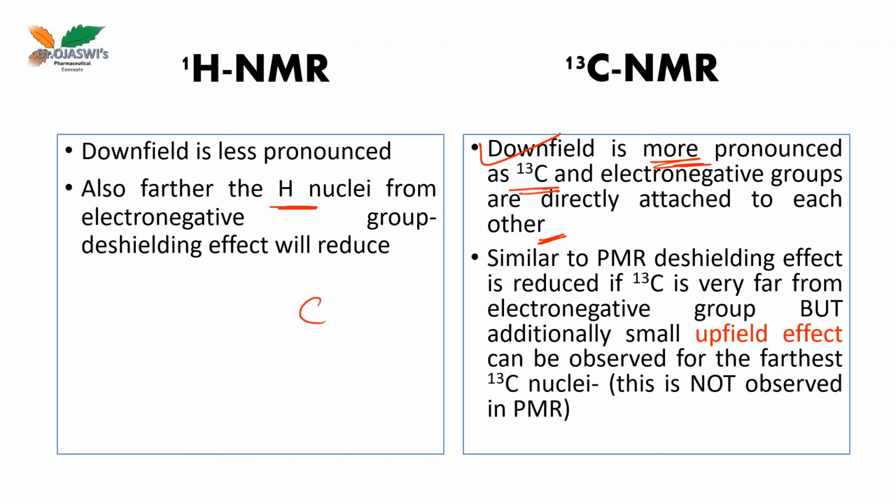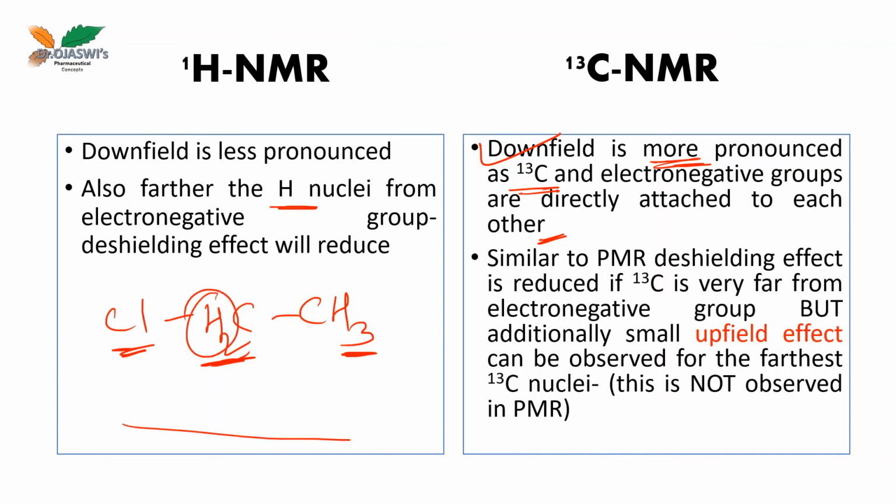This also we have seen, CH3, CH2, chlorine. Since these hydrogens are closer to chlorine and these are a little far from the electronegative group, these will be more de-shielded. Okay, so they will appear downfield.